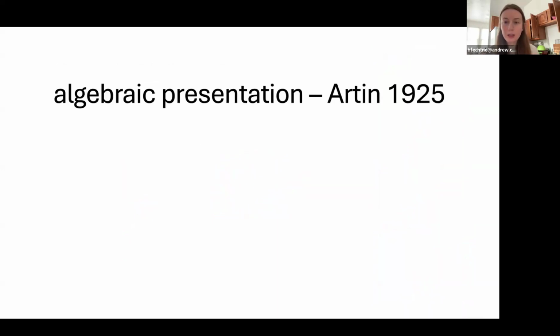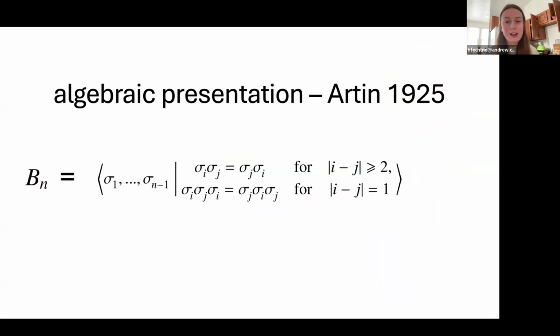Around 1925, Emil Artin gave a beautiful algebraic presentation for studying braids. You might worry, oh, I have to do parametric equations, I have to do calculus. No, to study them, it's a presented group. The generators are sigma 1 through sigma n minus 1, assuming we have n strands. So the braid on the previous slide had 4 strands, so we'd have sigma 1 through sigma 3.